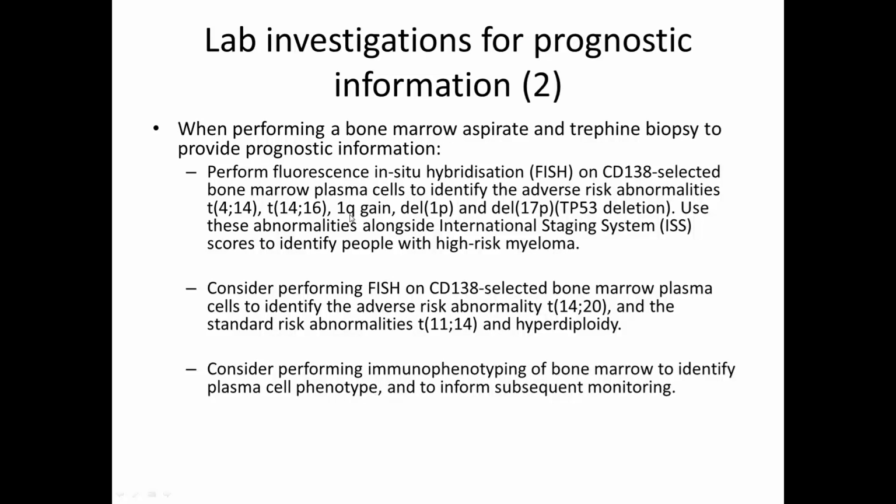There's also a strong move to be doing monitoring of minimal residual disease by the technique called flow cytometry, or immunophenotyping, whereby the bone marrow plasma cells are examined to look at the markers on their surface, so-called plasma cell phenotype. And the benefit of that is that you can use it to look for very small numbers of myeloma cells later on in the disease, so it's useful for monitoring. So that's another recommendation that we made.